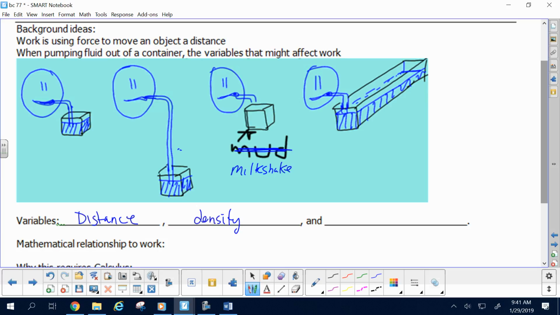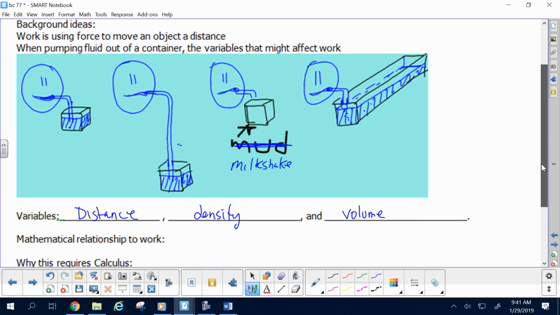And what about this guy? Not so much area anymore. These have the same area of the front face. What differs is the volume now. Not so much about area. Now it's about volume. The more volume, the more work.